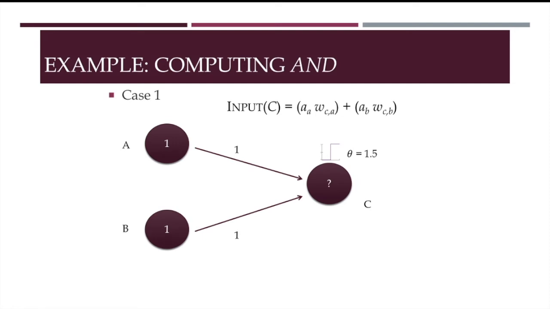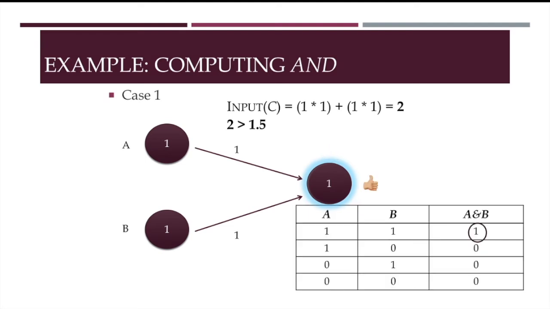So according to our input function, the net input to C is the sum of the activation value of A times the weight of the AC connection, and the activation value of B times the weight of the BC connection, which is 1 times 1, added to 1 times 1, so the total input is 2. But our activation function outputs a 1 when the input is larger than 1.5, which is the threshold, as is the case here, so the activation value for C is 1. You can see that C is glowing with activation. That means that A and B is true, as required by the truth table.